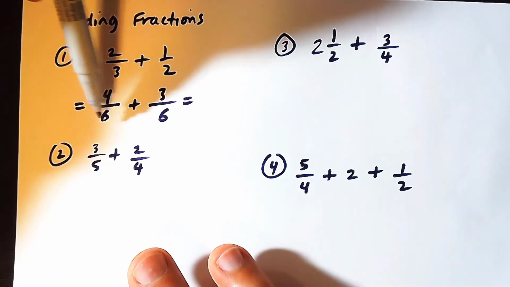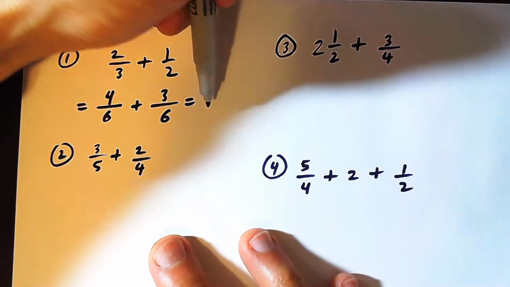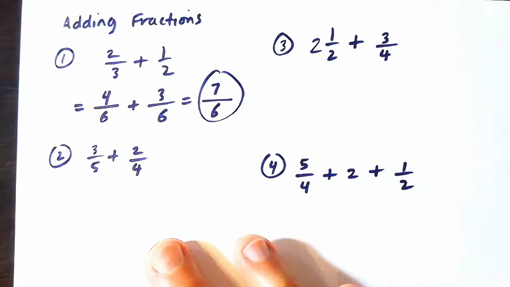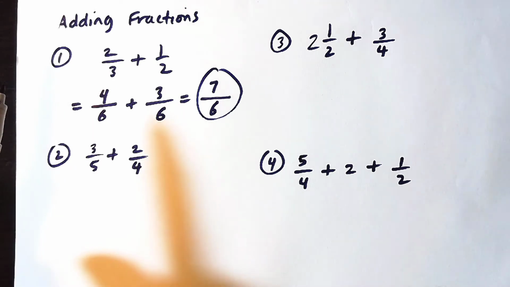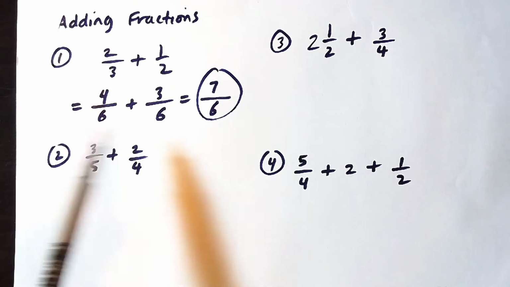And now that the bottoms are the same, and you have a plus sign here, you simply add. 4 plus 3 is going to be 7. And here's our final answer. So as you can see, adding fractions is more difficult than multiplying fractions because you actually have to make the bottoms the same. You need to find a common denominator.